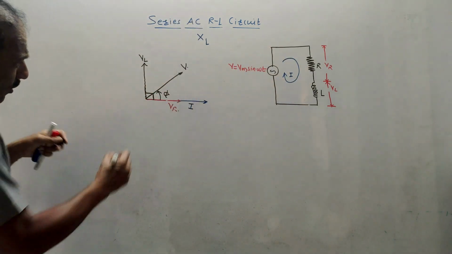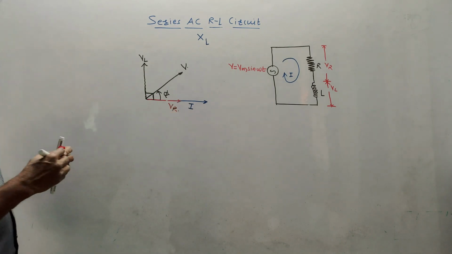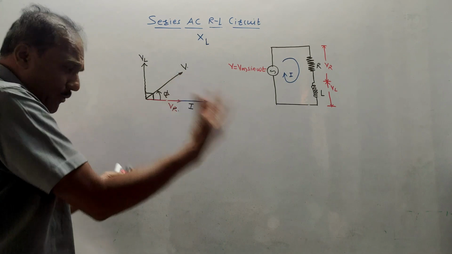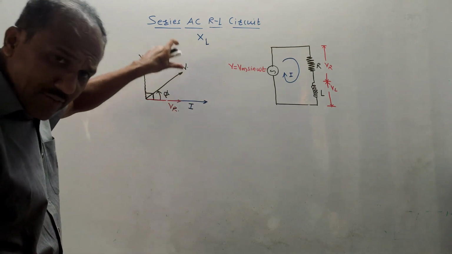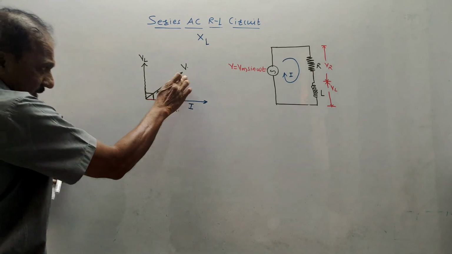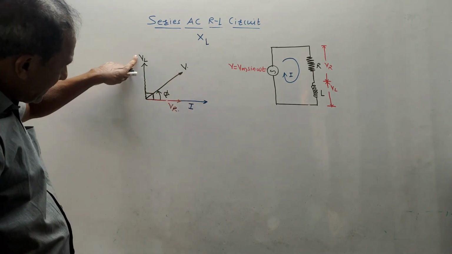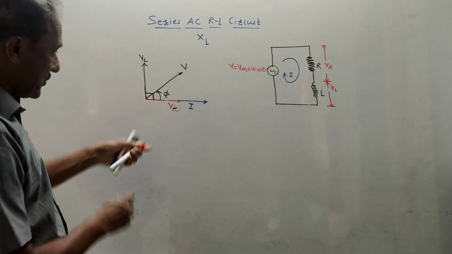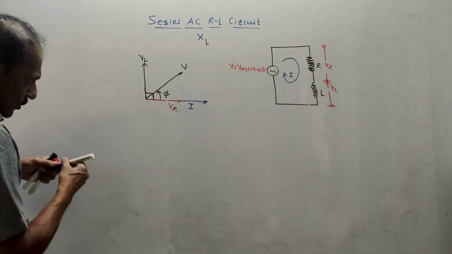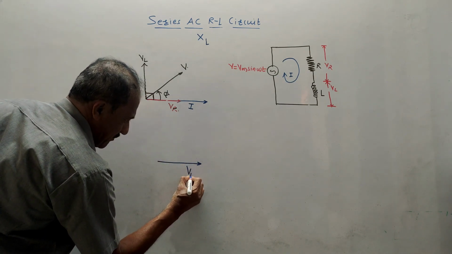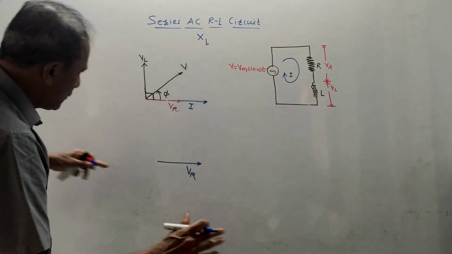If I want to draw the phasor diagram for impedance, how to do it? You just have to remember one phasor diagram. Before that, we will draw the phasor diagram for voltage only. How to do it? V is the resultant voltage, VL is the voltage across the inductor, VR is the voltage across the resistor. Now, if I want to draw a separate diagram, then on this axis I will show VR because I am drawing the diagram for voltage only.